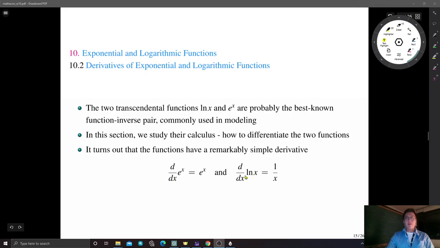And then the derivative of natural logarithm is going to be the reciprocal. So the derivative of ln x is going to be 1 over x. So in this video, we are going to study why these two transcendental functions have simple derivatives and how they apply to compute the derivative of general exponential and logarithmic functions.